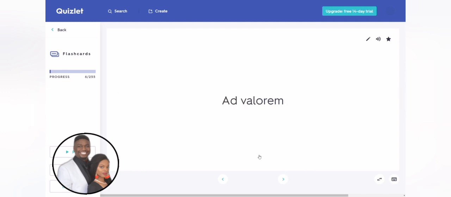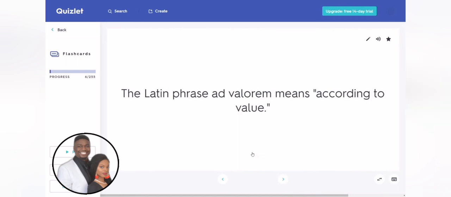Ad valorem. The Latin phrase ad valorem means according to value.